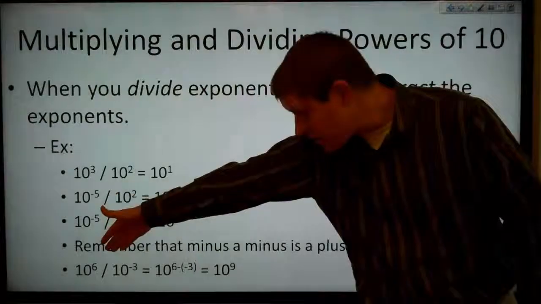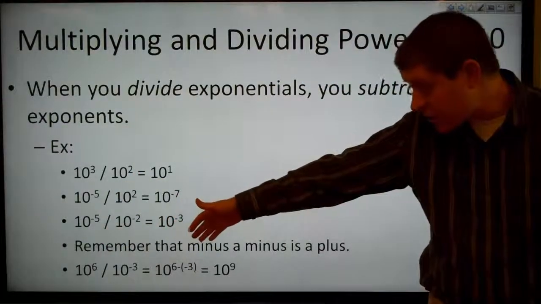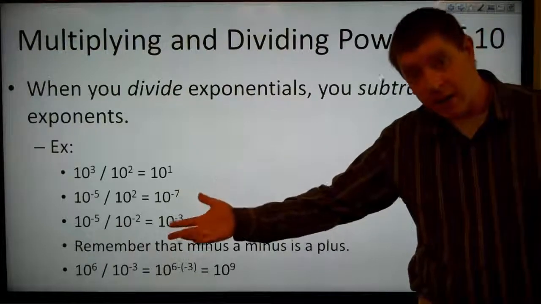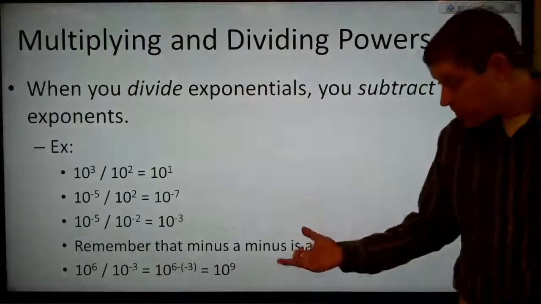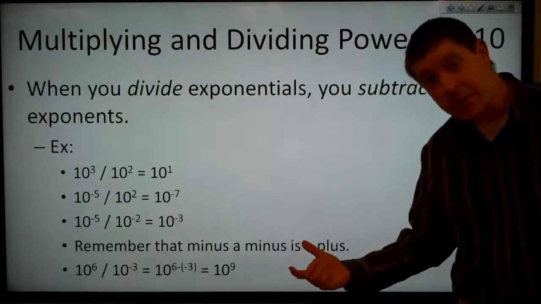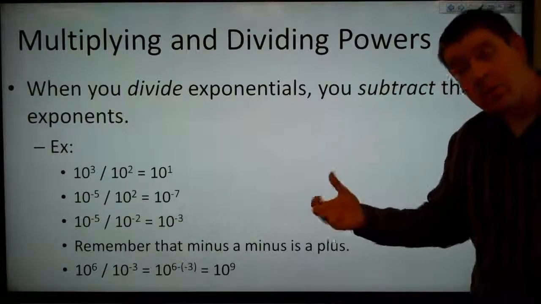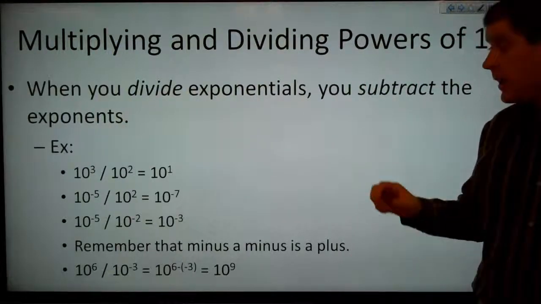If we have 10 to the 6 divided by 10 to the minus 3, then we have 10 to the 6 minus negative 3. 6 minus negative 3 is really 6 plus 3. 6 plus 3 is 9, so our answer there is 10 to the 9. You should be able to do these sorts of calculations in your head without needing a calculator.